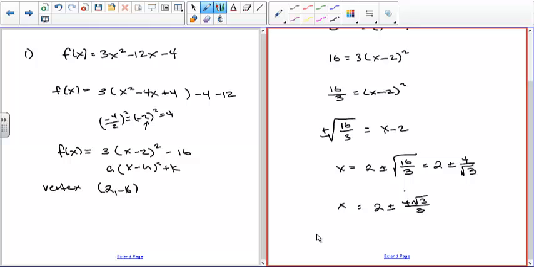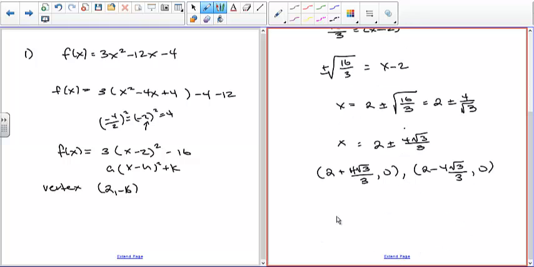So my x-intercepts are ordered pairs, and so it's going to be 2 plus 4 times the square root of 3 over 3, comma 0, and 2 minus 4 times the square root of 3 over 3, comma 0. And it turns out the axis of symmetry is an equation. It's x equals 2. So it's just the x value in the vertex.